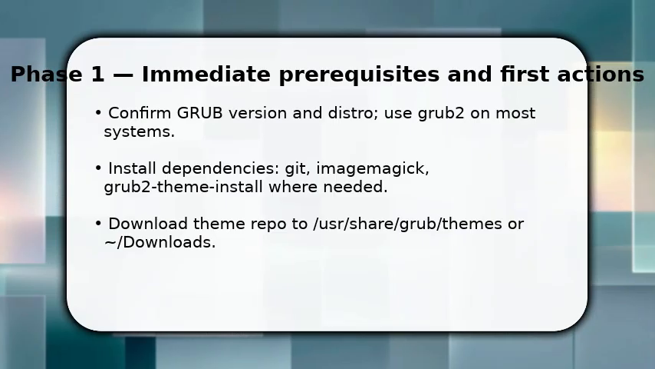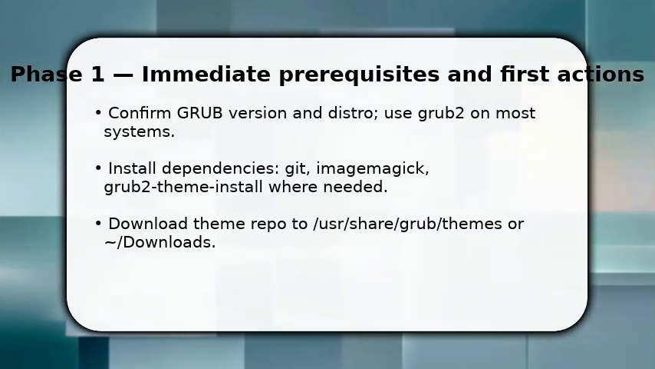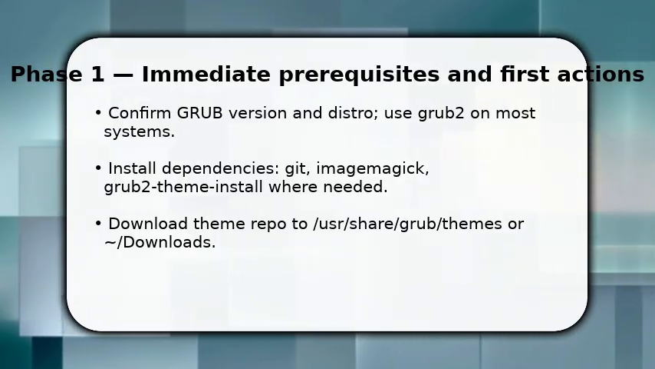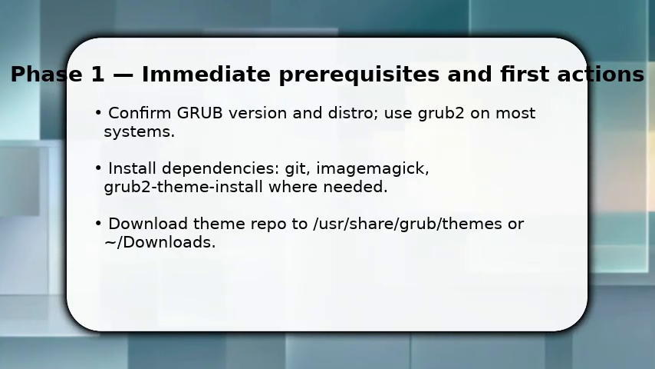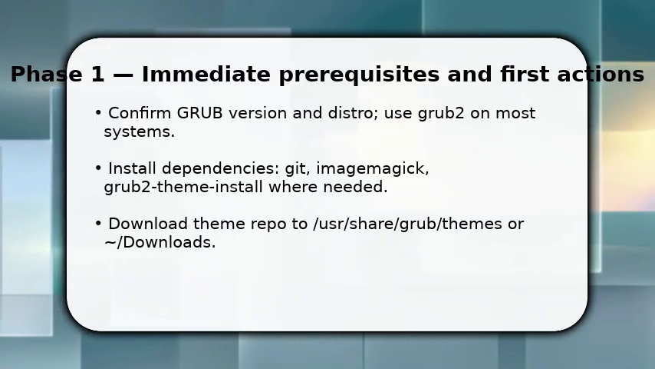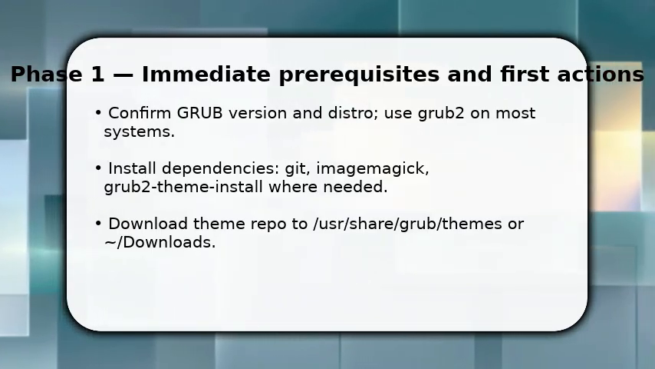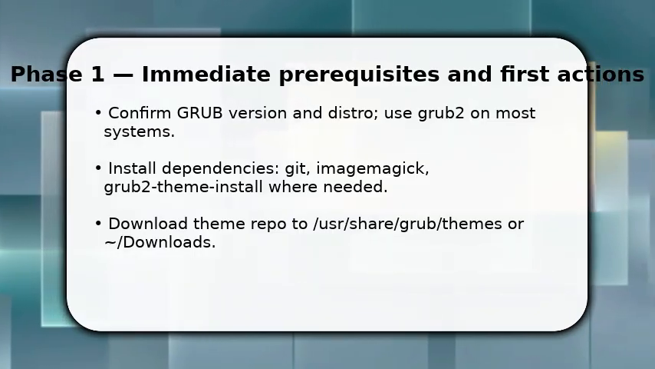You start by verifying GRUB version and ensuring required tools. This prevents mismatches. Clone or download the theme into /usr/share/grub/themes or your downloads folder, and check the theme contains grub.cfg or theme.txt. Once done, install ImageMagick if images need resizing, and make a backup of /etc/default/grub. That file holds your boot settings.